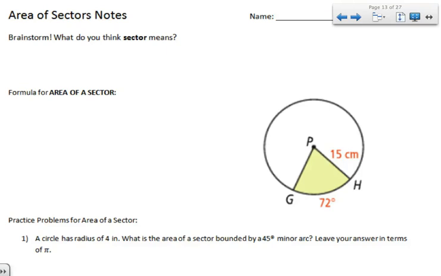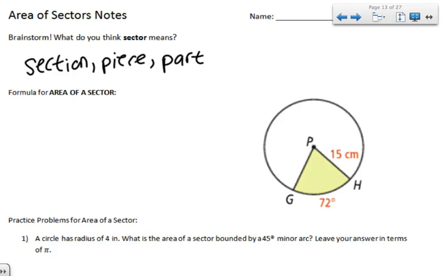Okay, so in this video you are going to learn how to find the area of a sector. So I want you to brainstorm really quick, what do you think a sector means? Okay, hopefully you thought of the word section. That's what I did. So when you think of a sector, think of a section, which is just a piece of something. It's a part of something, but it's not the whole thing, okay? So we're going to be finding the area of a piece of a circle, basically, okay?